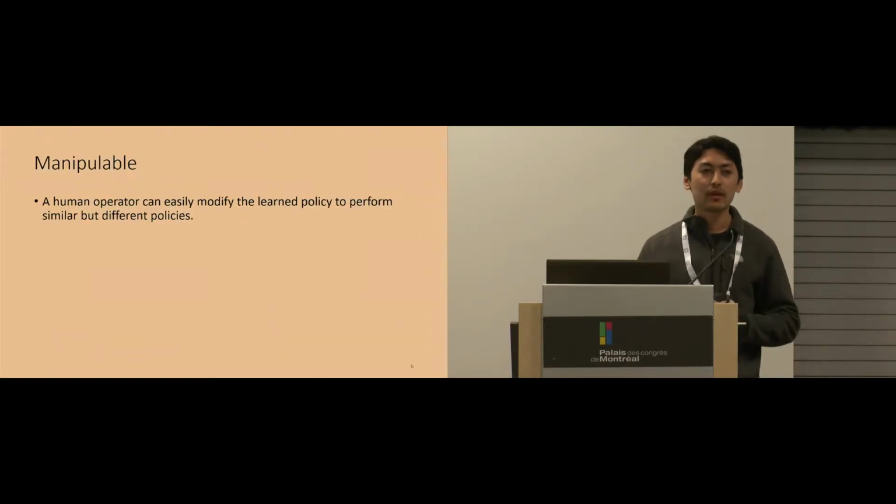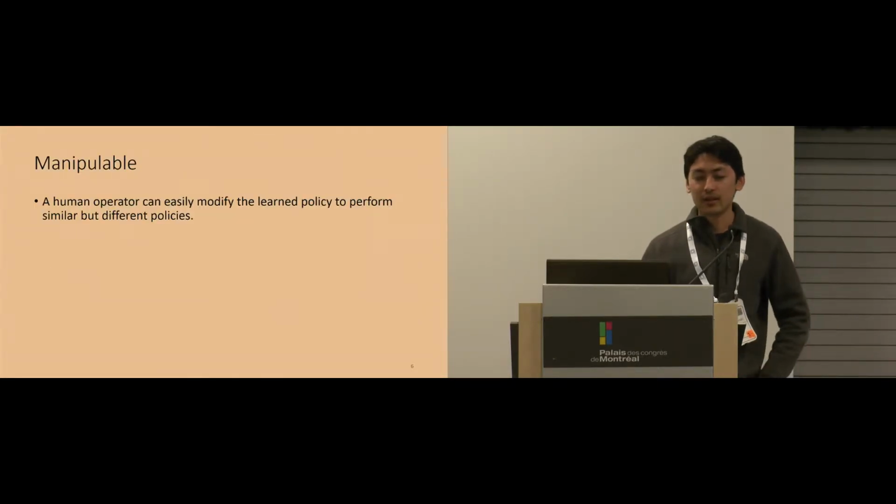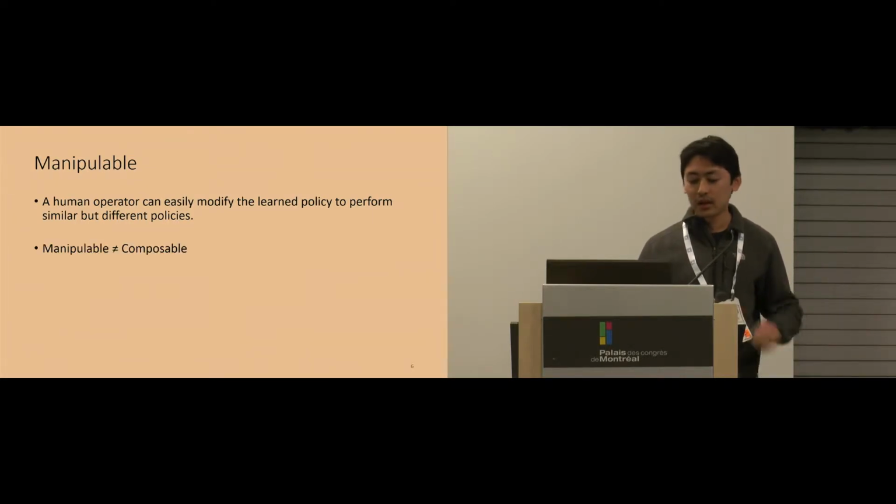So by manipulable, I mean that a human operator can easily modify the learned policy to perform similar but different policies. And manipulable does not mean composable. Compositionality is when you can compose different policies together to form a new policy. But by manipulable, I mean that it's actually simple to modify your learned policy to change the behavior of the agent.